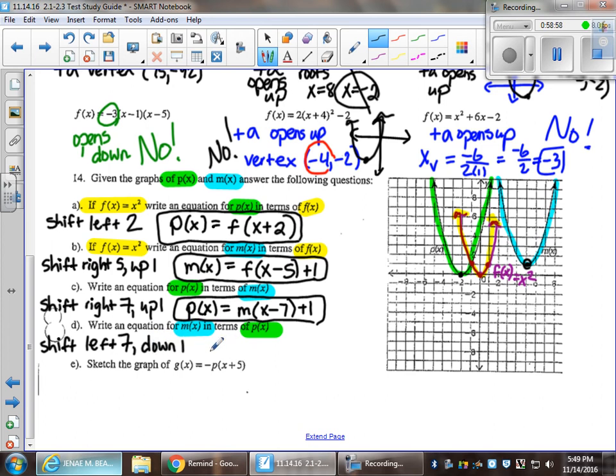So write an equation for m of x. Starting here, m of x equals, take the graph for p, shift it left 7, so x minus, or x plus. Left would be plus. x plus 7, down 1 is a minus 1, and we're done.